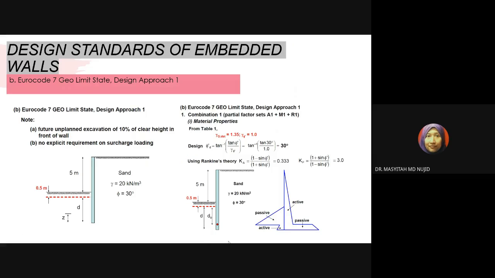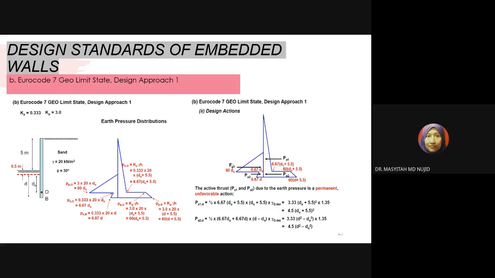So next, using the standard method of Eurocode 7 with the geotechnical limit state, design approach 1. Note that there is a future unplanned excavation of 10% of clear height in front of the wall and no explicit requirement on surcharge loading. So there's no loading here, and again, 10% of clear height in front of the wall. Using Eurocode 7 design approach 1 means combination 1, the partial factor sets A1 plus M1 plus R1. So we have to take the material properties, for example gamma G, disturbing, these kinds of parameter values. And then the earth pressure distribution, we take at O.